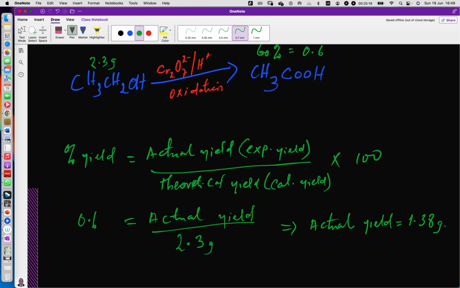This is the formula that we usually use to calculate percentage yield. This is the formula for percentage yield.